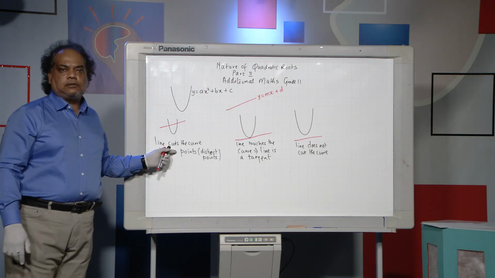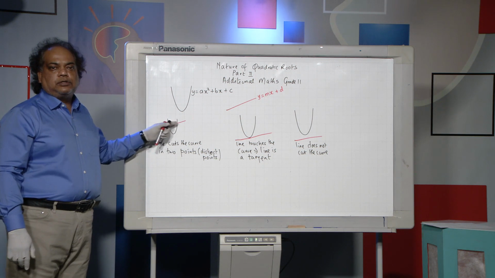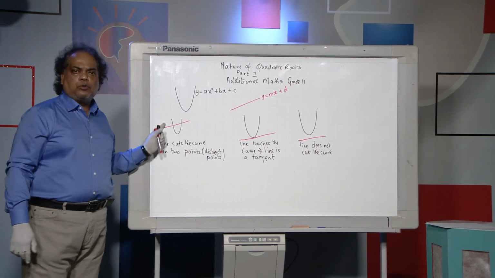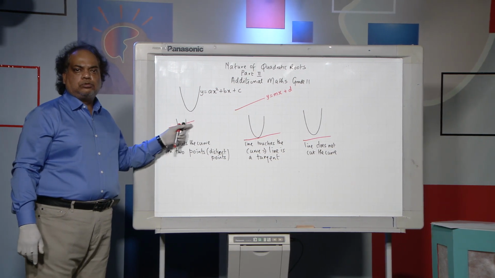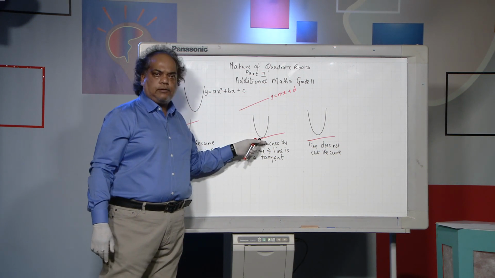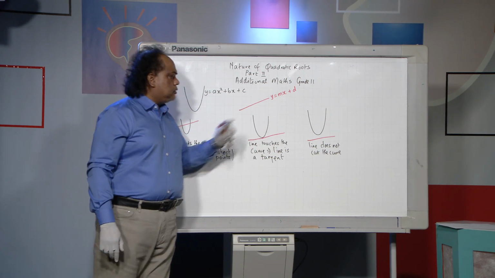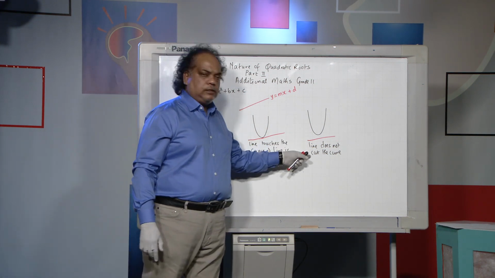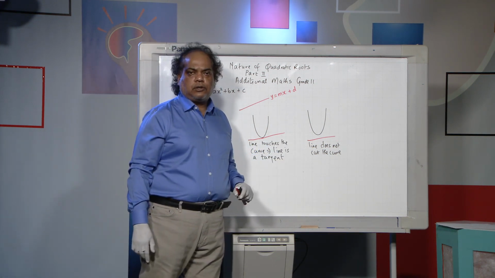That is, the line will cut the curve at two distinct points, and we are going to say there are 2 points of intersection, or 2 roots. Here, the line will touch the curve. The line is a tangent to the curve. Here, the line does not cut the curve.